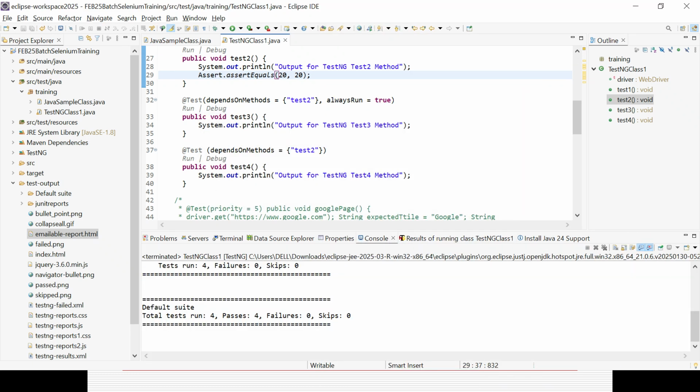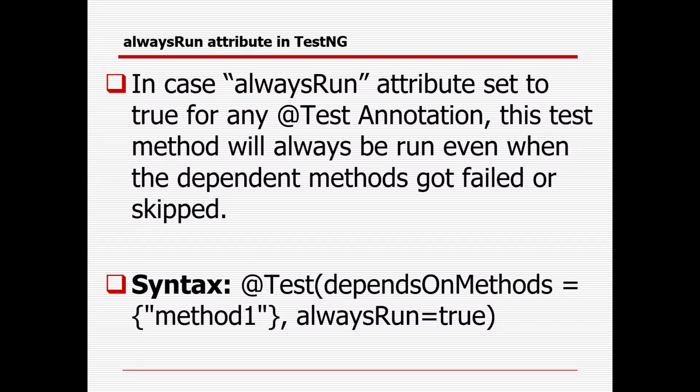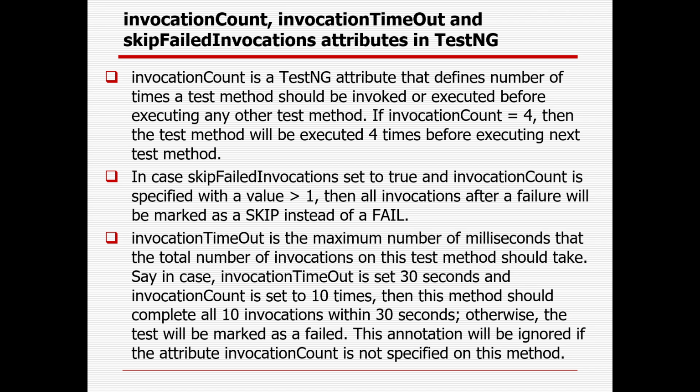It will always be executed, and 4 is getting passed. Next one is invocation count. I already told you, in case you want to execute a particular test case multiple times, you don't need to copy the same test case or call the same method again and again. You can use invocation count.